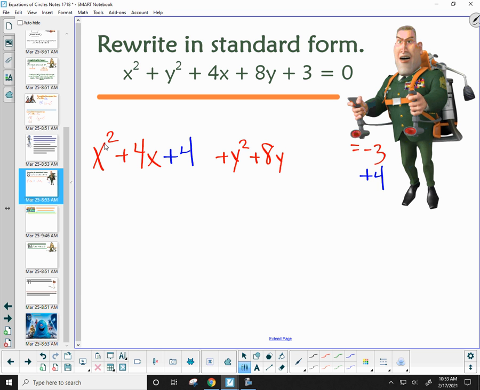Now I'm going to repeat that process for the y's. So take my b value, divided by 2, gives me 4. 4 squared is 16. So I'm going to add 16 to both the left and the right side to keep it balanced, right?